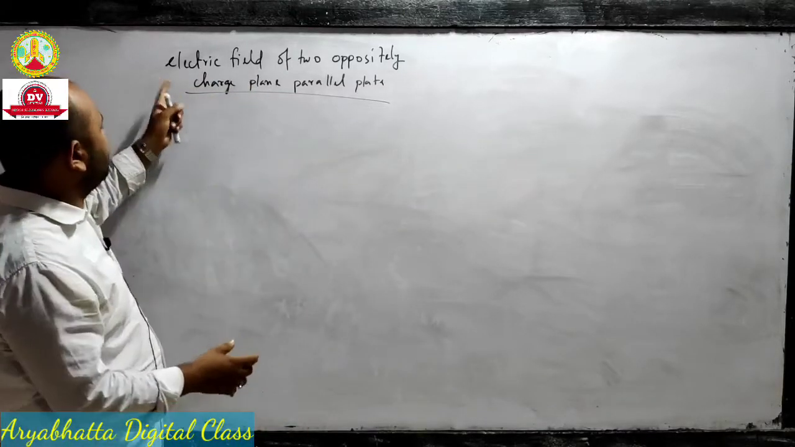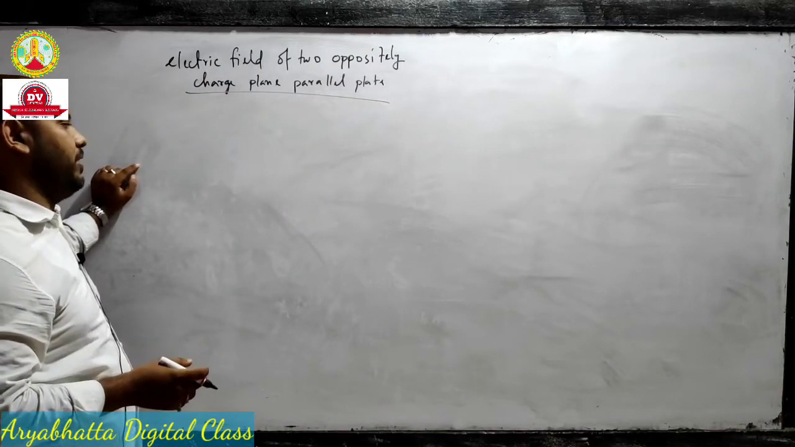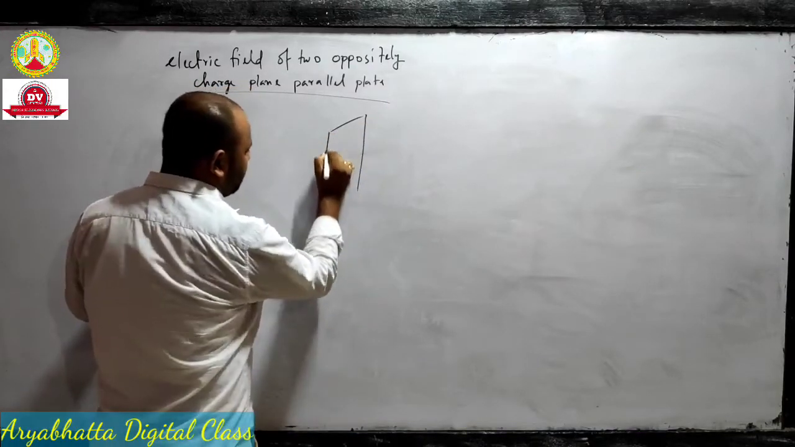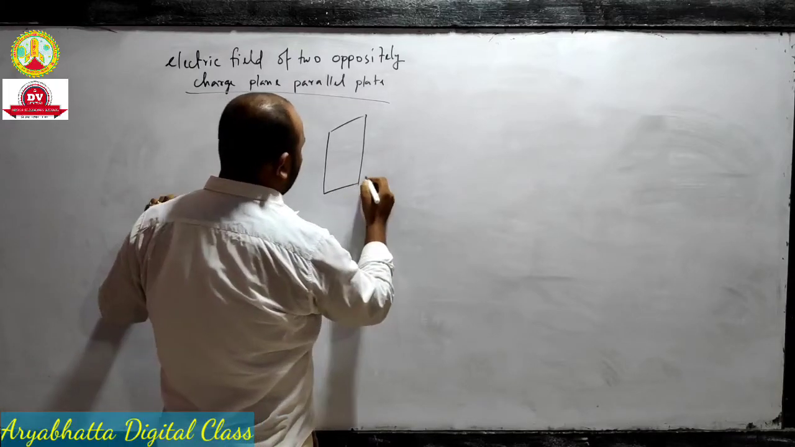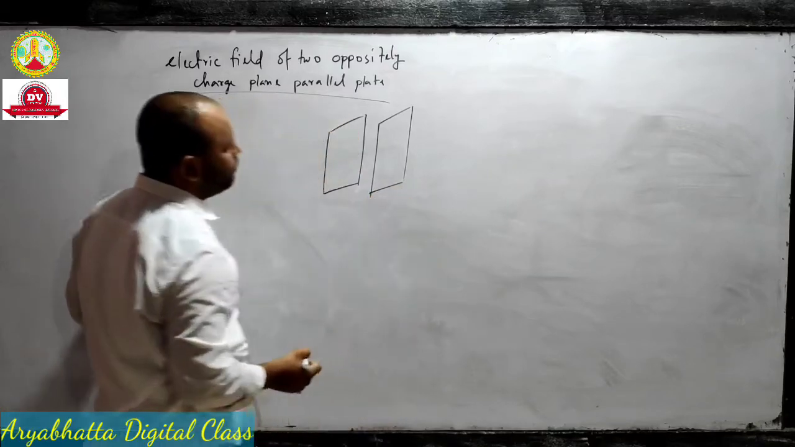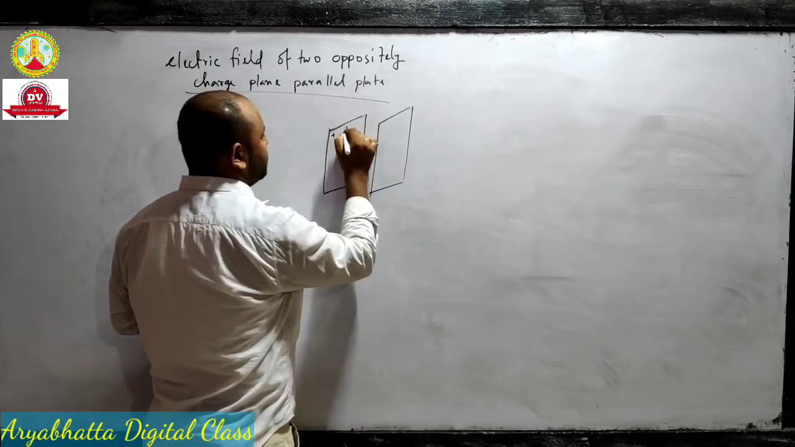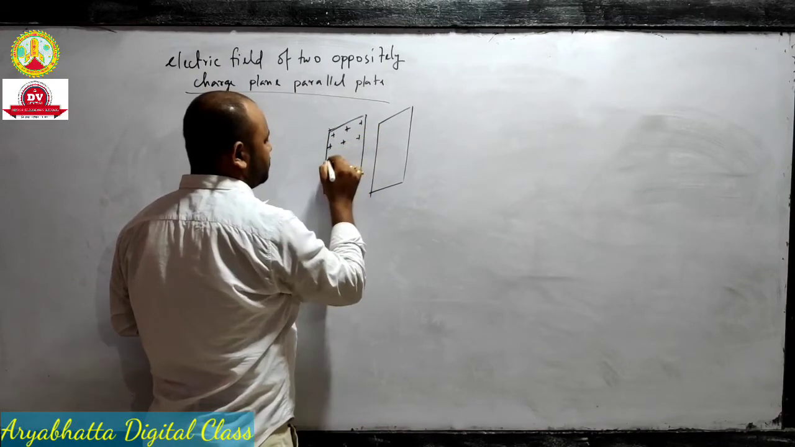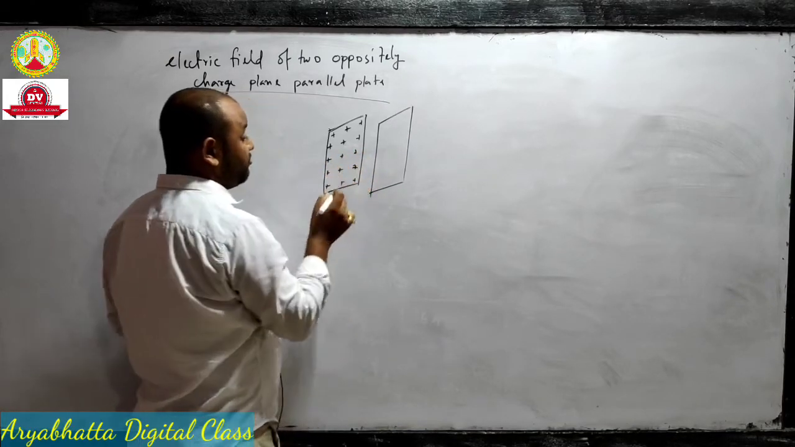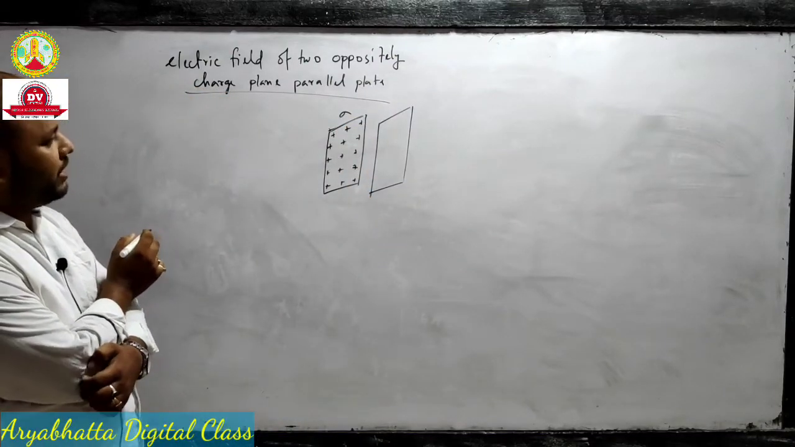Now we are discussing the electric field of two oppositely charged parallel plane plates. Suppose we have considered two parallel plates like this. This is one plane parallel plate and this is another. The left plate is positively charged, and here the surface charge density is plus sigma.